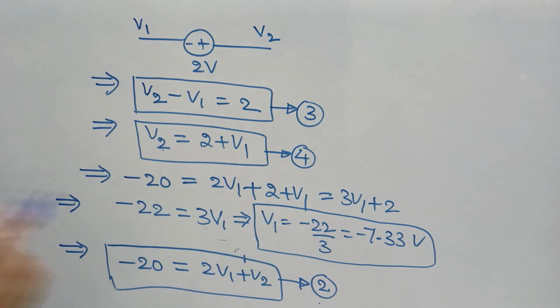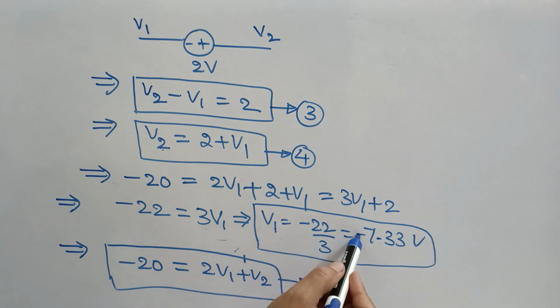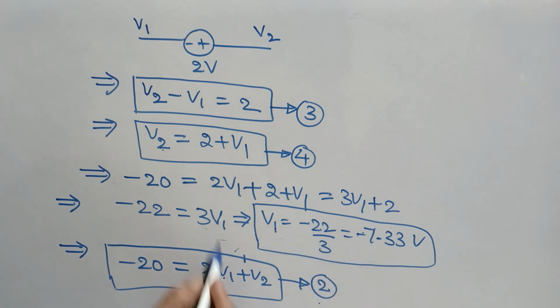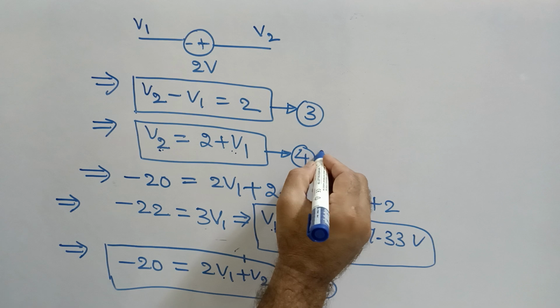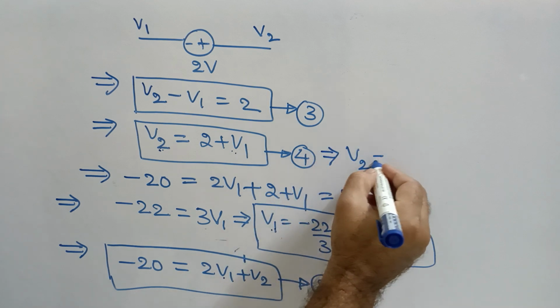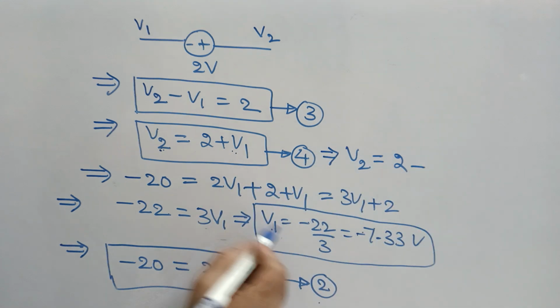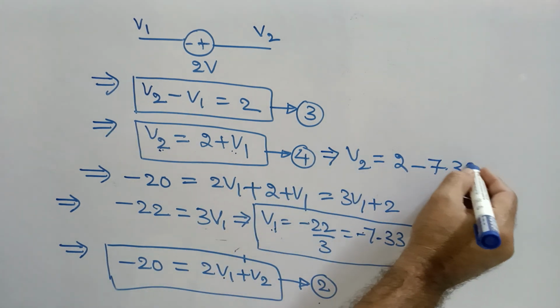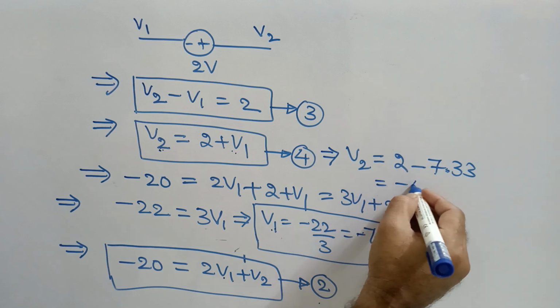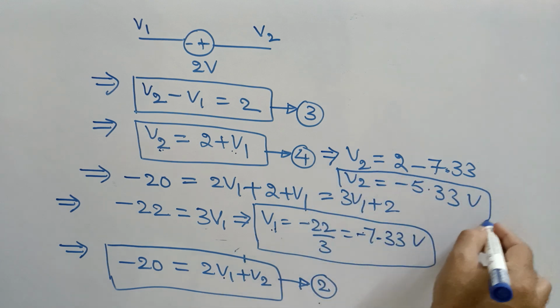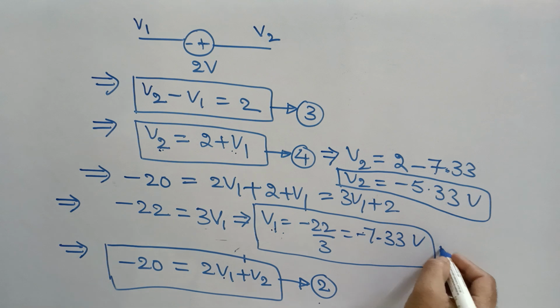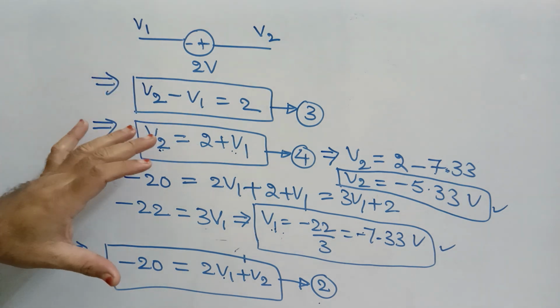And similarly, if you substitute this V1 value, that is minus 7.33, here in the fourth equation, you will get V2 is equal to 2 plus V1, which is 2 minus 7.33, and therefore it gives minus 5.33 volts. This is what your V2 is, right? We got both the V1 value as well as the V2 value. This is our answer.